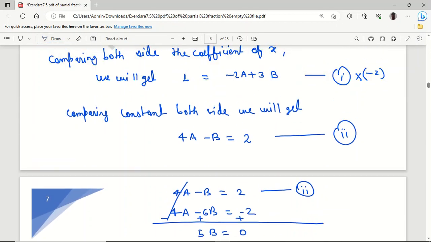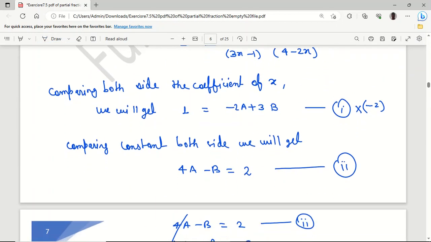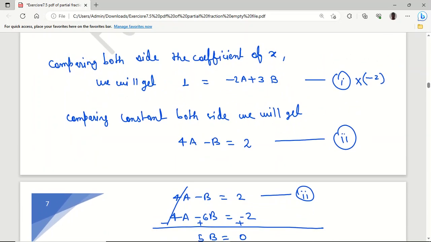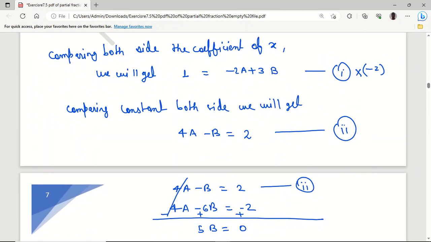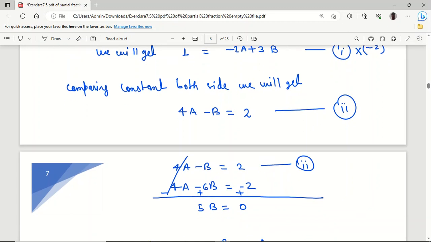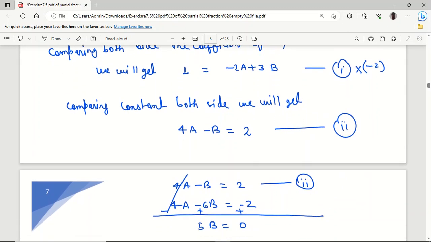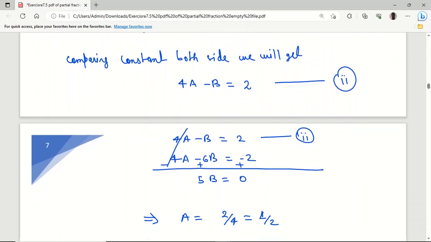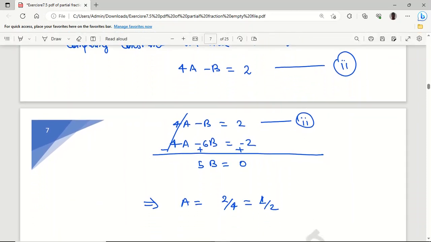Okay, let me check it. Minus 2a plus 3b equal to, so it will be 4a minus b equal to 2, it's okay. Minus 2 minus 4 plus 4a minus 6b. So 4a minus b equal to 2. So minus minus cancelled, plus, okay, 6 minus 5. So this becomes plus, okay, it will become 4. So b will be 4 upon 5.